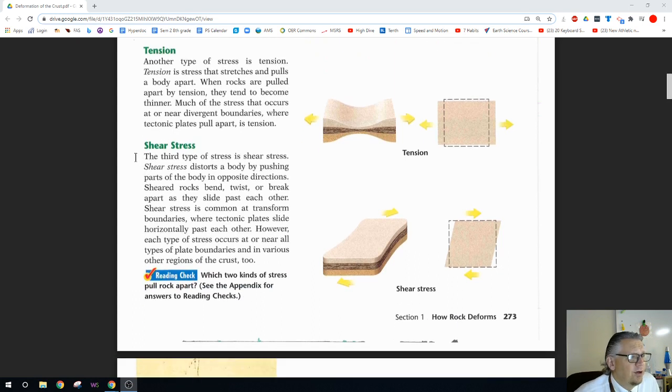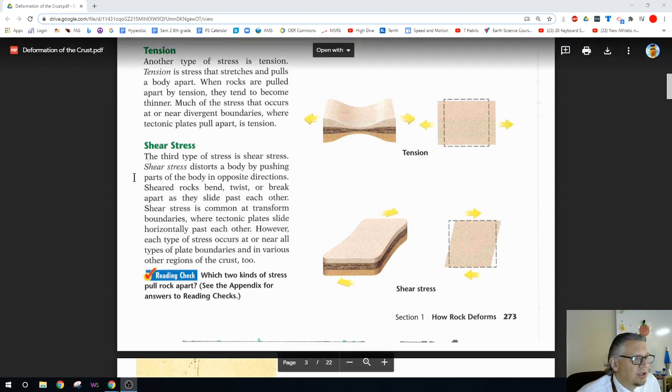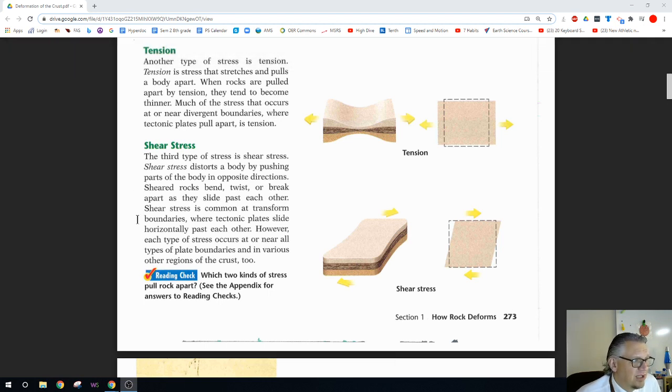Shear. The third type of stress is shear stress. Shear stress distorts a body by pushing parts of the body in opposite directions. Sheared rocks bend, twist, or break apart as they slide past each other. Shear stress is common at transform boundaries, where tectonic plates slide horizontally past each other. However, each type of stress occurs at or near all types of plate boundaries in various other regions of the crust too.